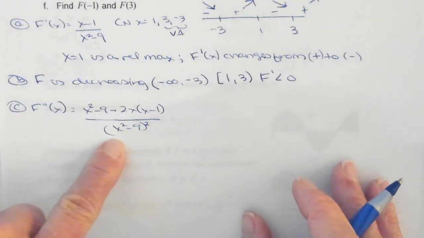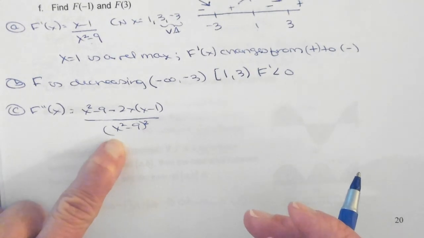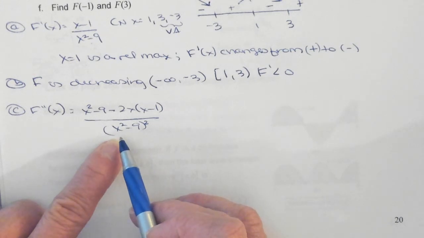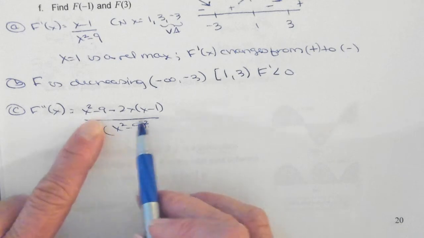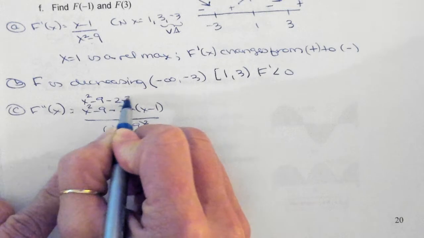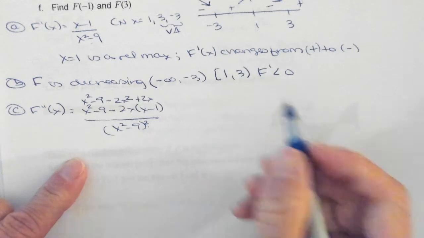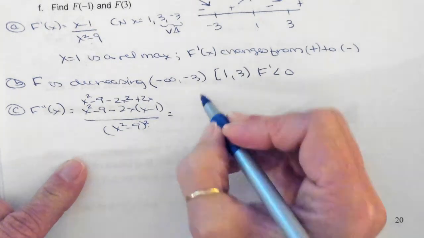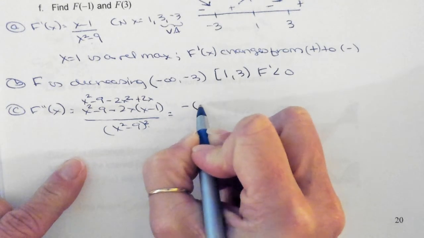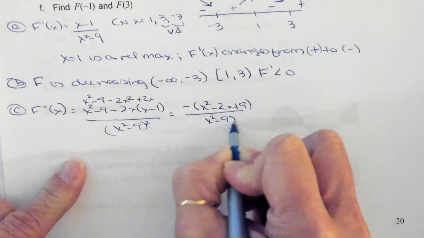Tell me about the denominator. I need to simplify the numerator, but tell me about the denominator if I look for critical numbers. Won't this always be positive in the denominator? Why? Because you're squaring the whole thing. So when I simplify this, this is x squared minus 9 minus 2x squared plus 2x. So you have the opposite of x squared minus 2x plus 9, all over x squared minus 9 squared.